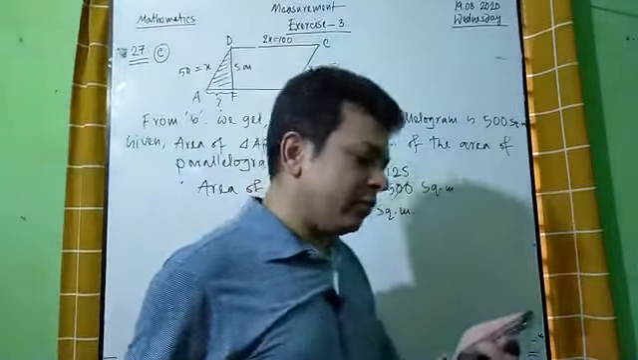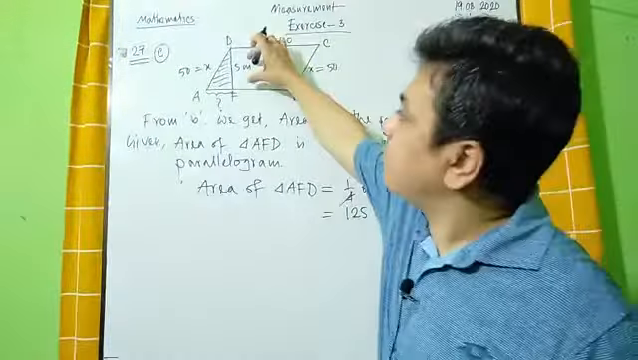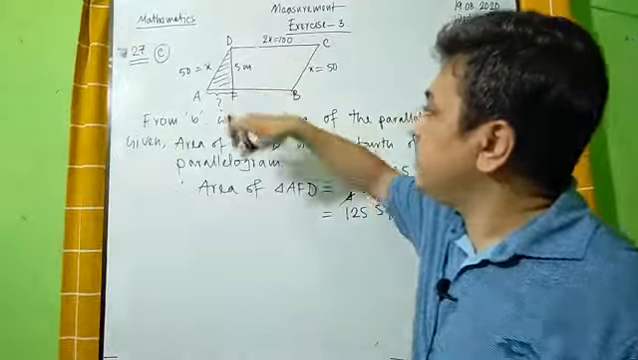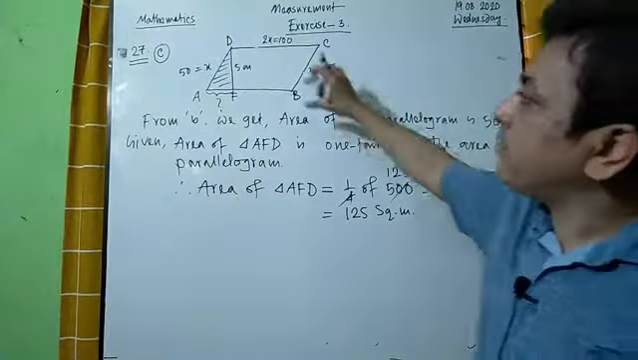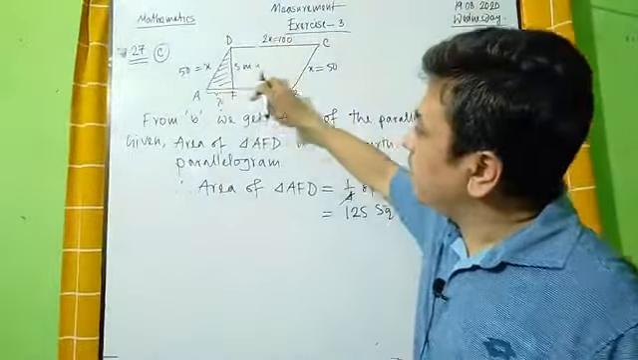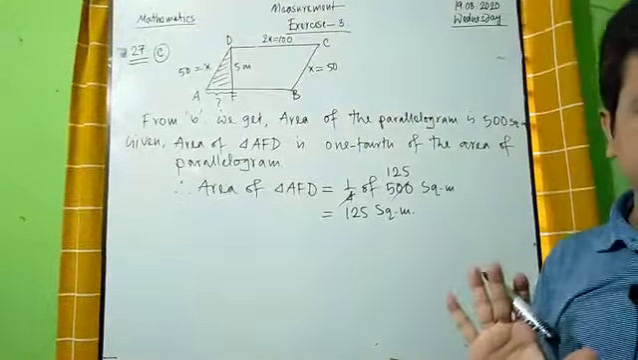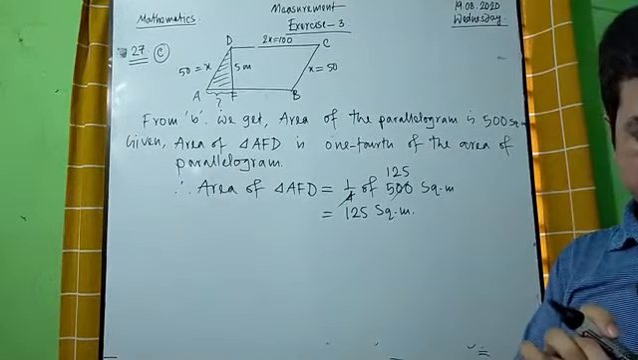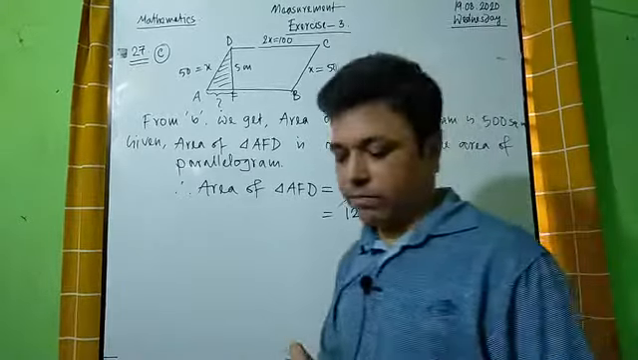It's 500 square meter, it's correct, because the height here is 5 meter. If the height were 50 meter, it would be 5000. Here the height is 5 meter and the base is 100 meter, so it is 500 square meter, no problem. Yes sir, sorry, it's okay.